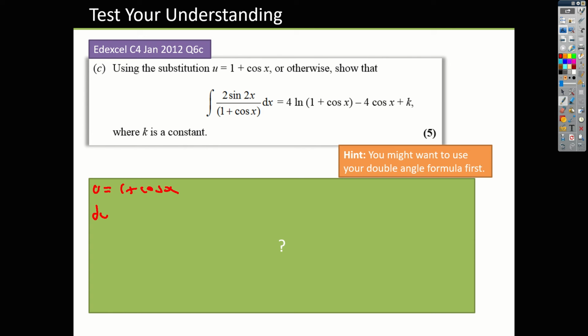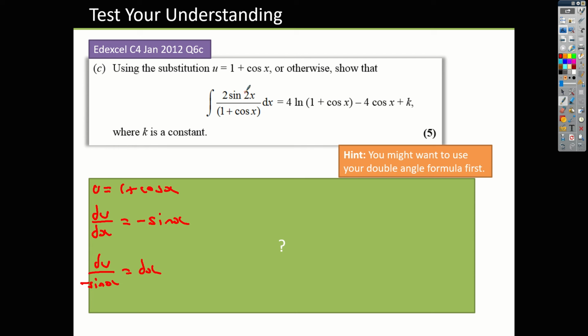I want to differentiate that first of all. Differentiating is going to give me minus sine x from the cos x. And then solving for dx is going to give me du over minus sine x equals dx. There we go. Right, 1 plus cos x, that's something I can write in terms of u. Dx is something I can write in terms of u.